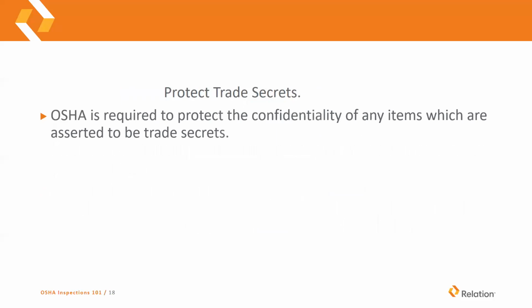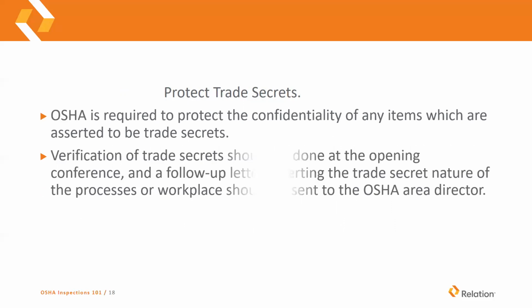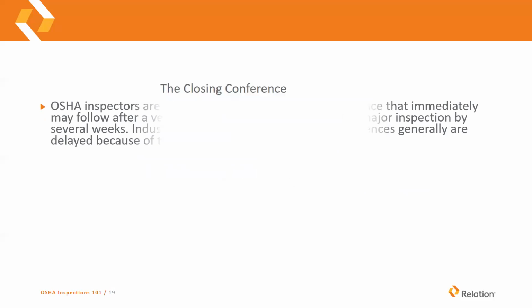Protect trade secrets. OSHA is required to protect the confidentiality of any items which are asserted to be trade secrets. So verification of trade secrets should be done at the opening conference, and also a follow-up letter asserting the trade secret nature of the processes of workplace should be sent to the OSHA area director once you have your closing conference, to be sure that they have that information.